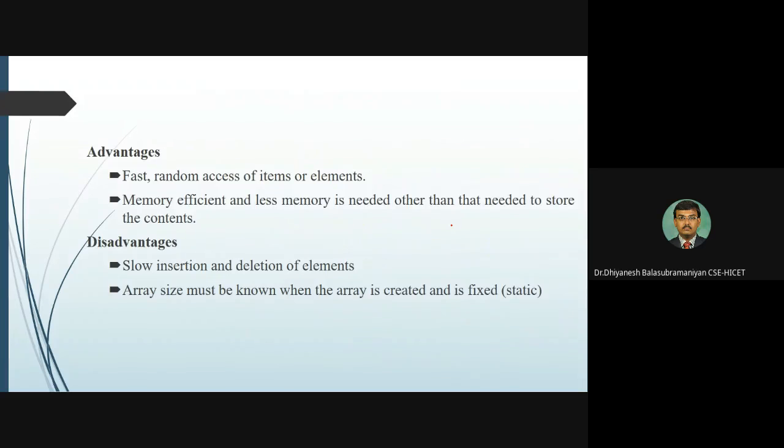Next, what are the advantages and disadvantages of arrays? Fast random access of items or elements. With the help of the index value, we can access very fast. If we know the index value, we can access very fast and efficiently, and less memory is needed other than what is needed to store the content.